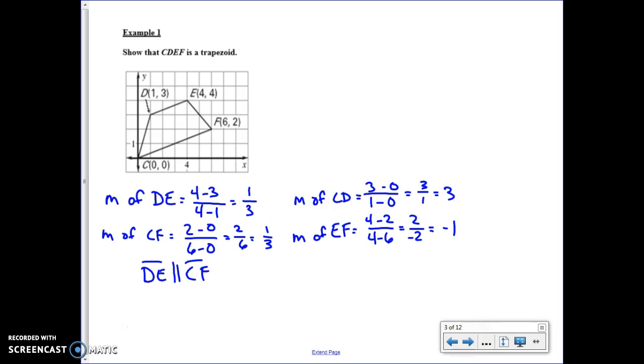So we can say then that since exactly one pair of sides is parallel, CDEF is a trapezoid.